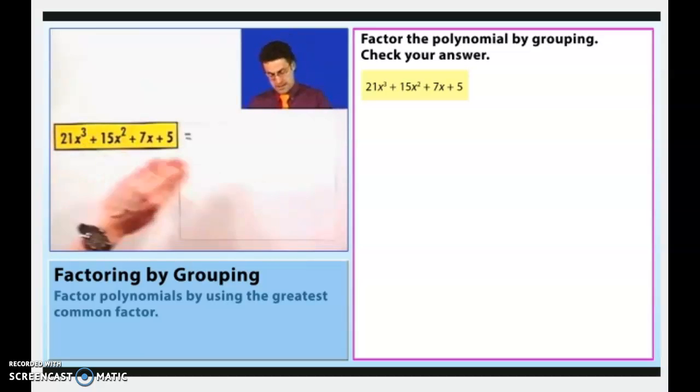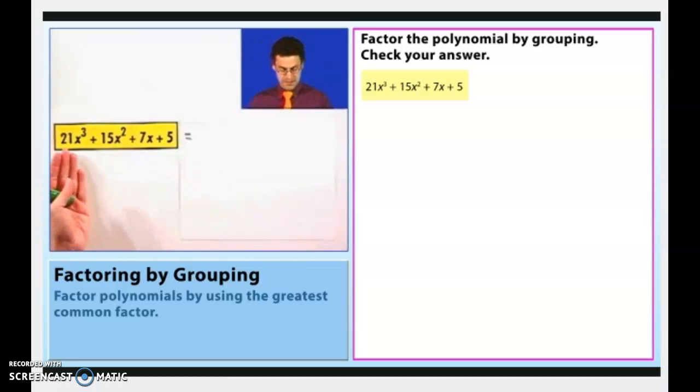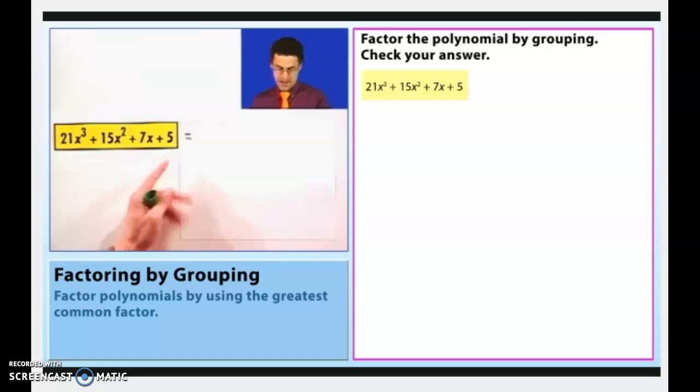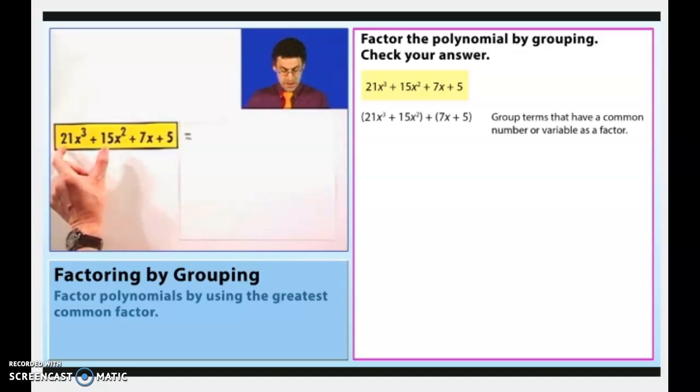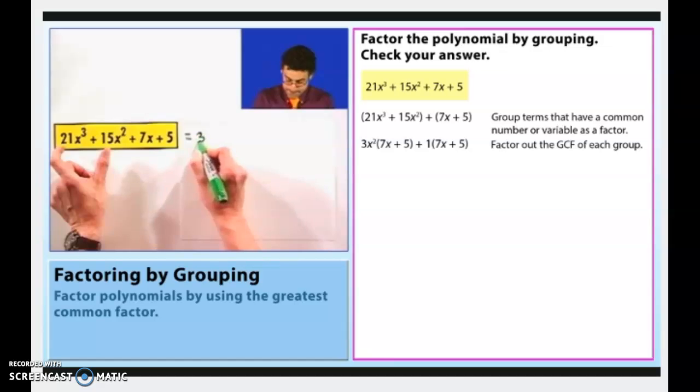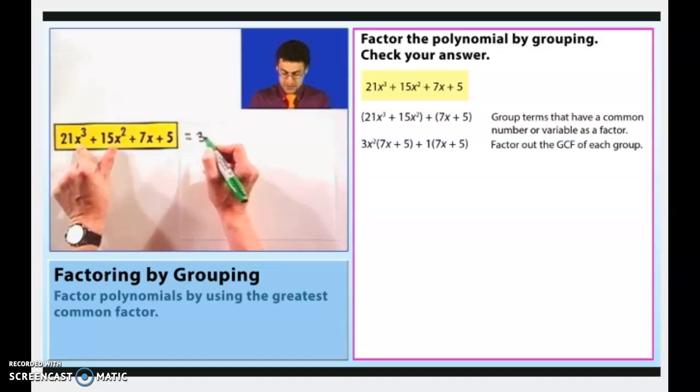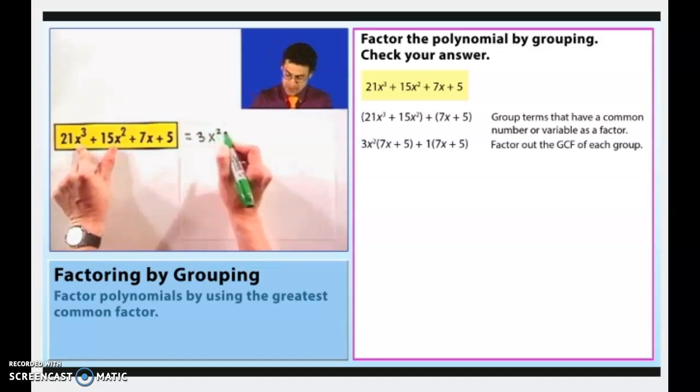Is there a common factor I can pull out of everything? Plainly not, because here's 21, a 15, a 7, a 5. There are no x's here, so this is not good. Is there a cosmic coincidence? Let's take a look at these two. And notice that there's a common factor here. The numbers 21, 15, their greatest common factor is a 3. And I have an x cubed here and an x squared here, so we can pull out an x squared.